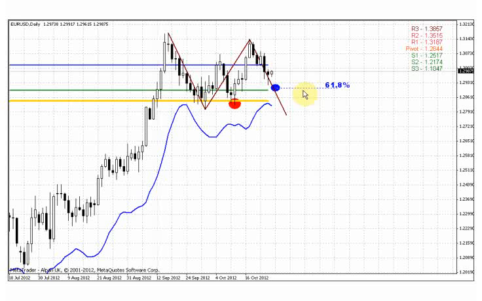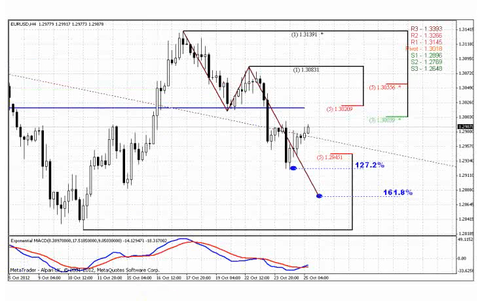So good luck to you, and keep an eye on these levels, and don't be hasty. Wait for the clear development of the situation. Wait for some clarification from the market, what its attitude is to this resistance, because this will really be significant during today's trading session.